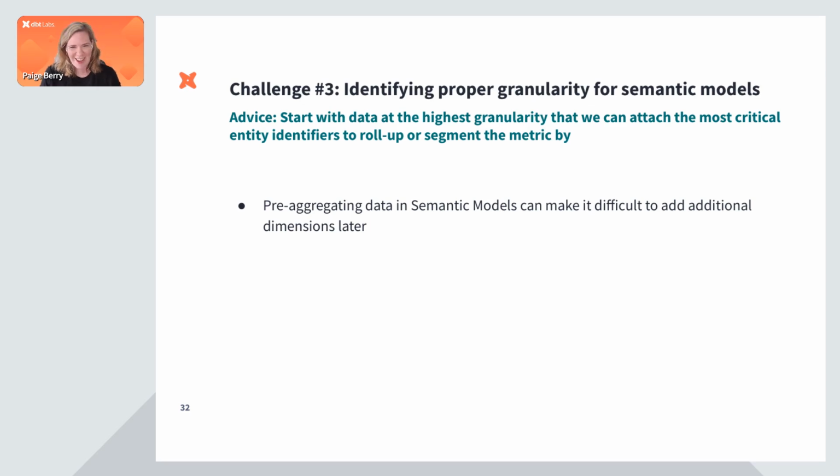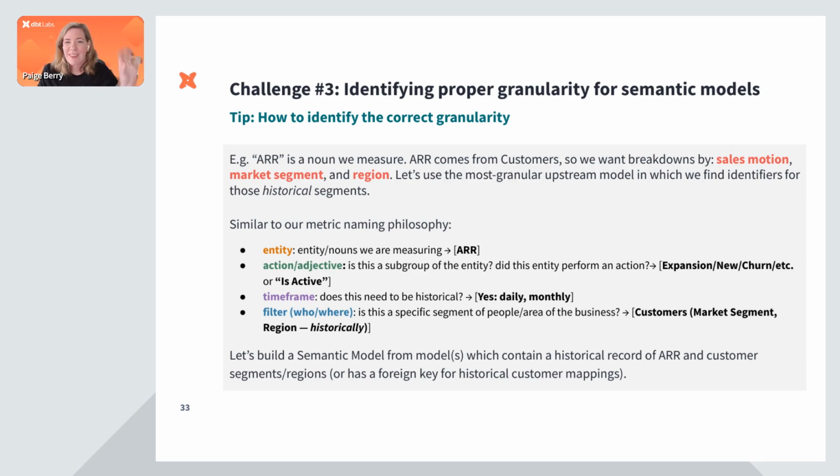And granularity. So this one was interesting. I definitely did this wrong at first. I pre-aggregated the data way too much originally, thinking I had to. It wasn't necessary, and it meant that I had to refactor later in order to add dimensions. So this should tell you a little bit, okay, this is a little bit of an eye chart, but this is really good information for how to identify what granularity you want to be building your semantic model at.